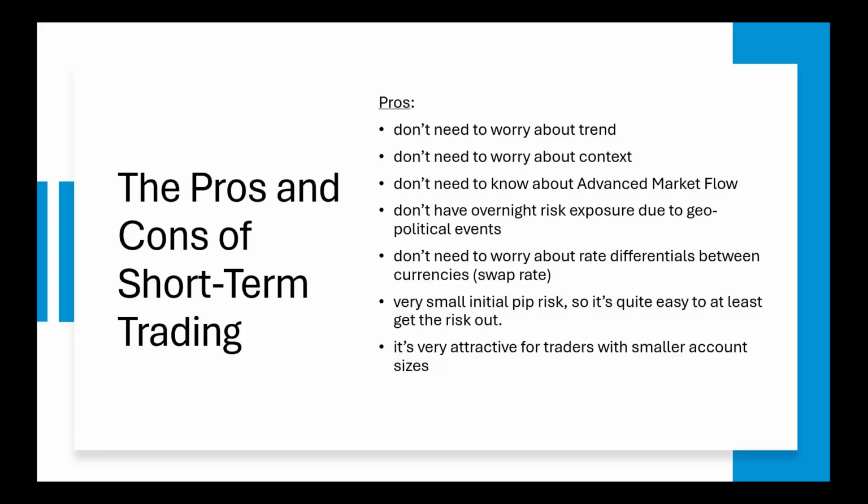You don't have overnight risk exposure because of geopolitical events. We've had the Ukraine-Russia conflict. We've had the Middle East stuff. This approach I'm going to be teaching worked fine through everything. Really good. All right. Don't need to worry about rate differentials between currencies, overnight, the rate swap. Very, very small initial pip risk, so it's pretty easy to at least get the risk out of the trade. Get a one-to-one reward risk. It's very, very attractive for traders with a smaller account as well.